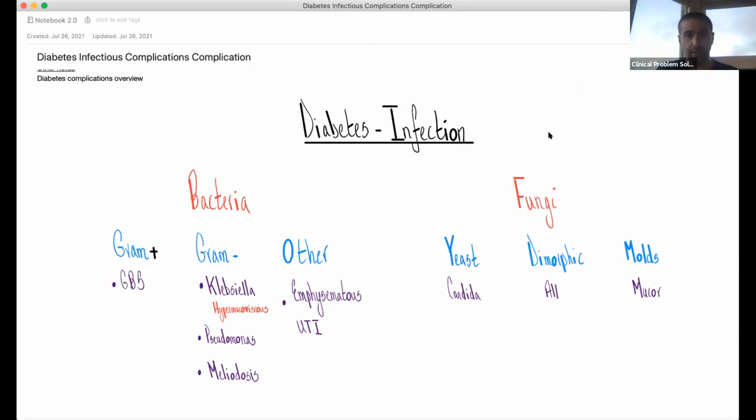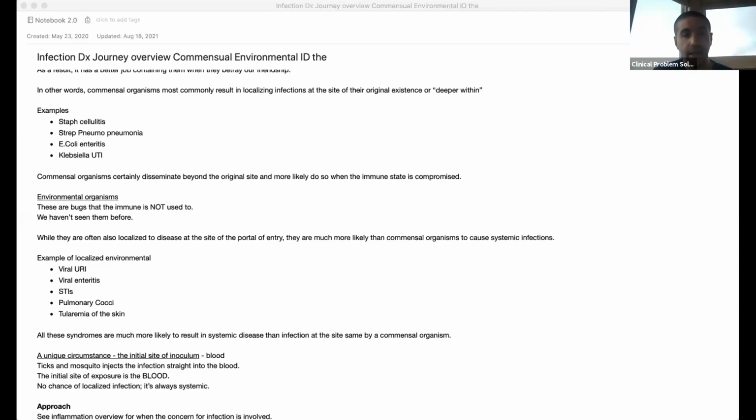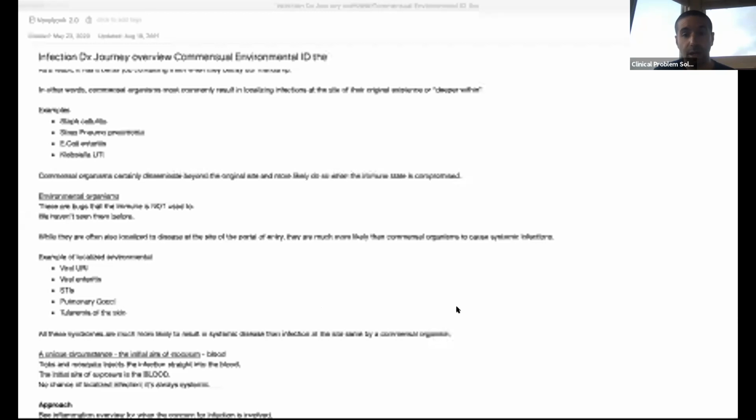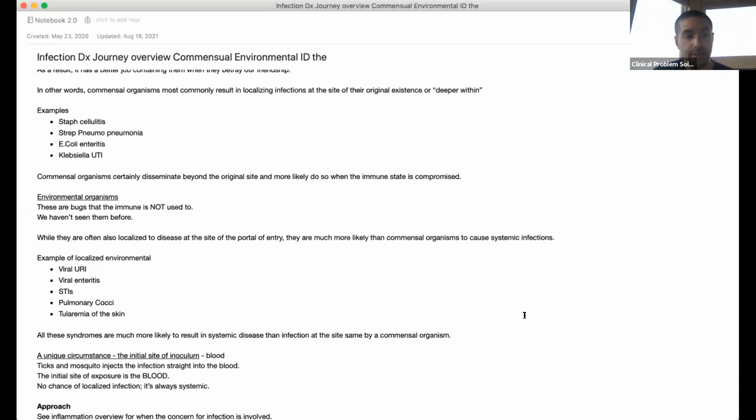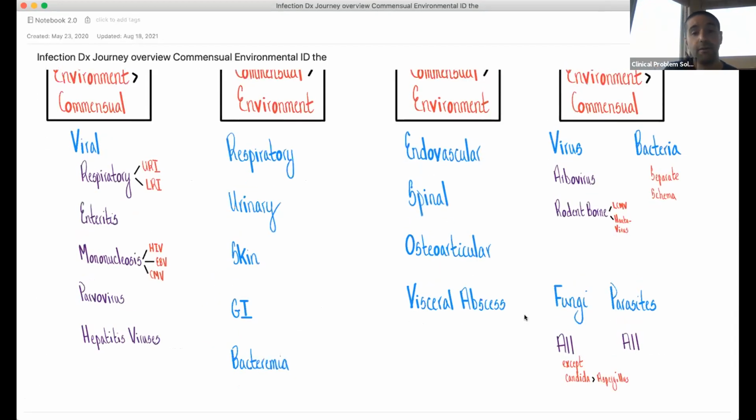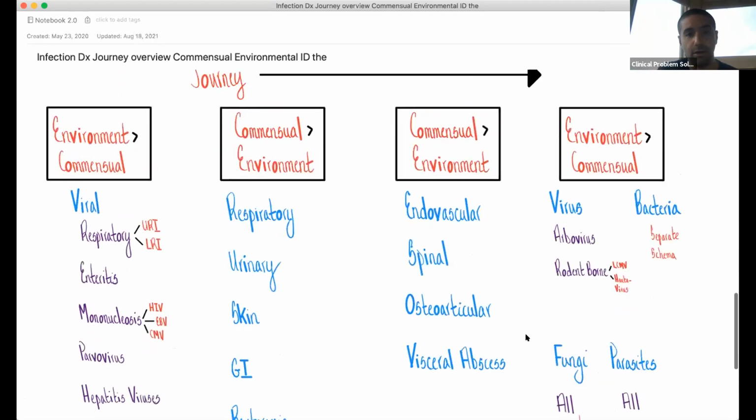But what are we doing here? We're on the journey to understand the possibility of infection. And why are we in the world of infection? It's because fever, while not proven, is infection until proven otherwise. And here's the journey we all go on.